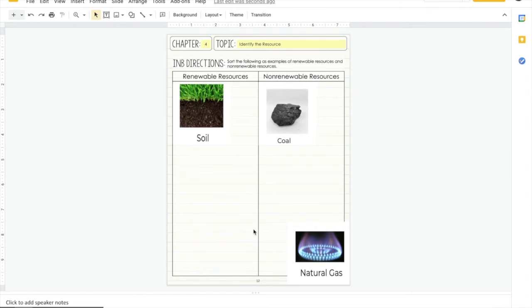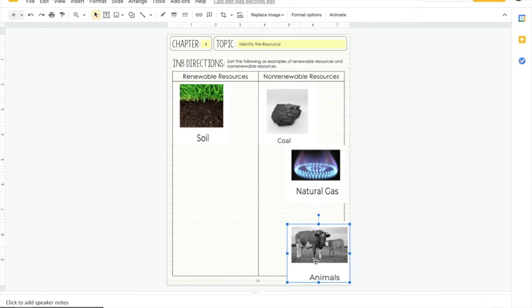Our next natural resource is natural gas. Is natural gas a non-renewable resource or a renewable resource? If you said non-renewable resource, that is correct. Please move natural gas to the non-renewable resource column.